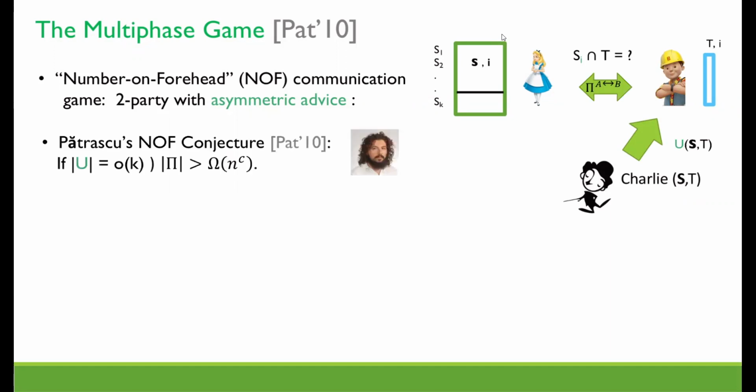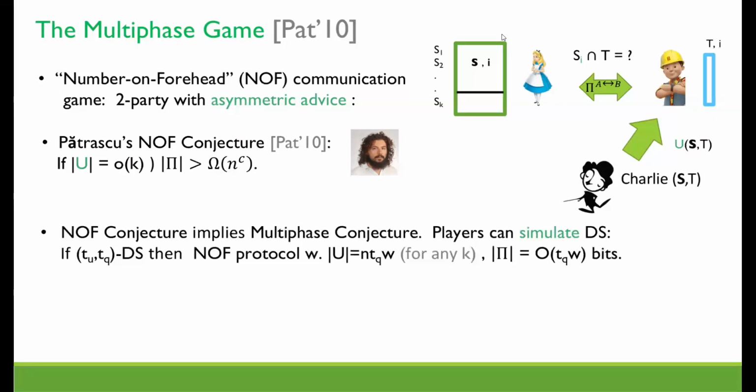Pătraşcu then conjectured that short advice cannot help much in computing disjointness. And it is straightforward to see that the number-on-forehead conjecture implies the multiphase conjecture, as the number-on-forehead players can simulate the data structure.